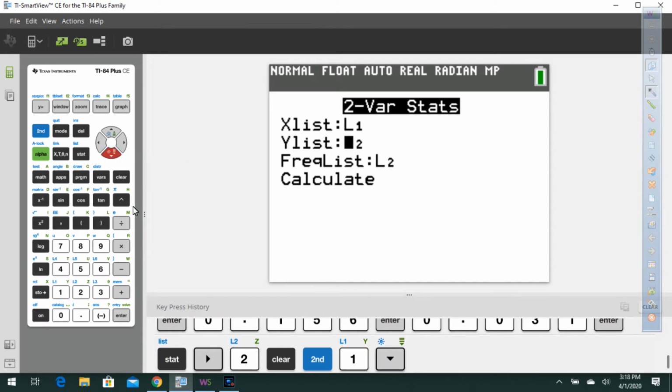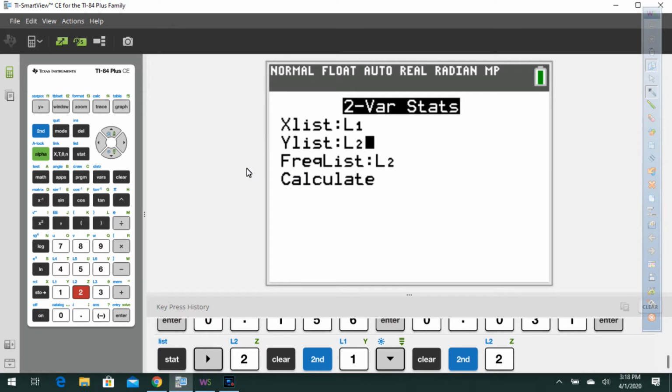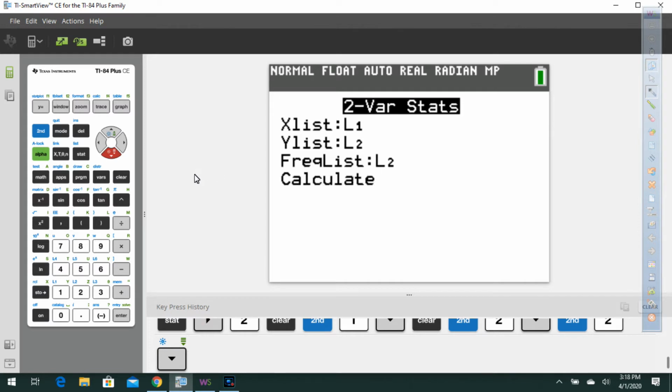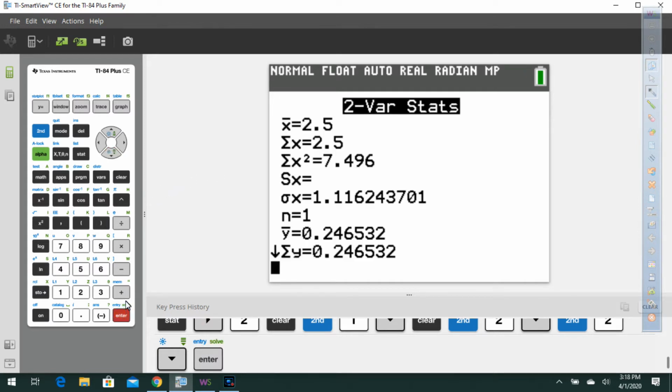Then you're going to go to the second one, press second, and L2. Now, since your list is a frequency table, you need to put the frequency list in there as well. Second, L2, and you'll notice it just writes over the top of it. Scroll down to calculate, press enter, and voila. You'll notice the mean, X bar, is 2.5, and sigma, the standard deviation, is 1.1. Excellent. So that's how you calculate the mean and the standard deviation.